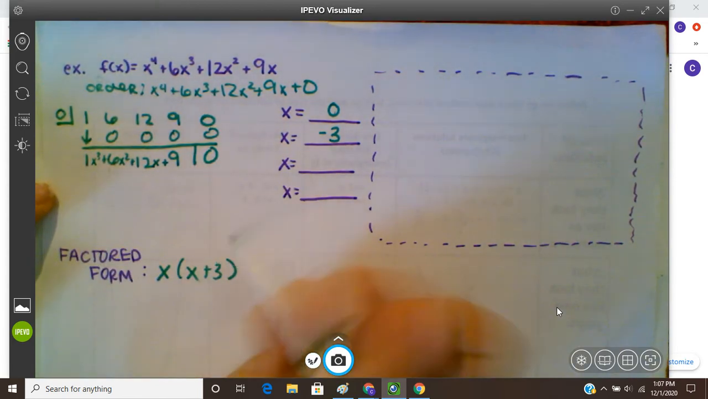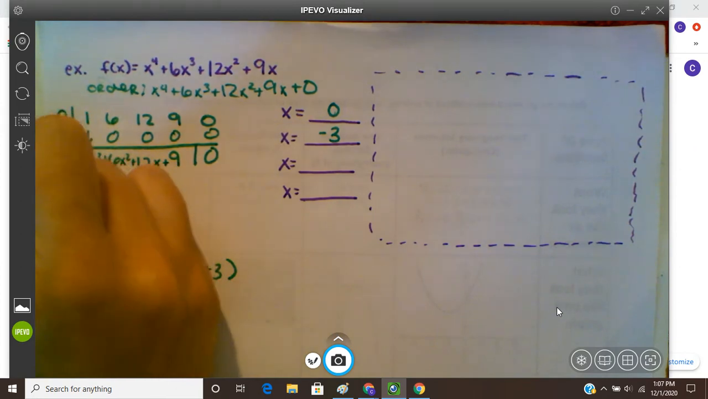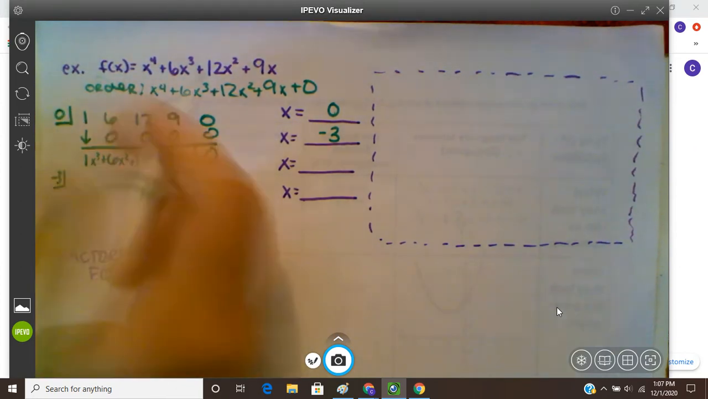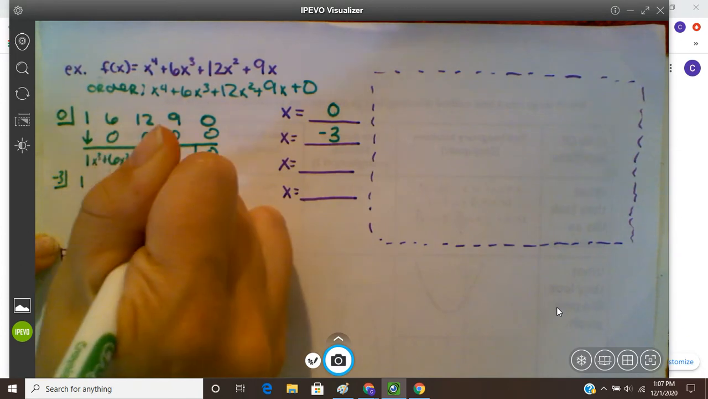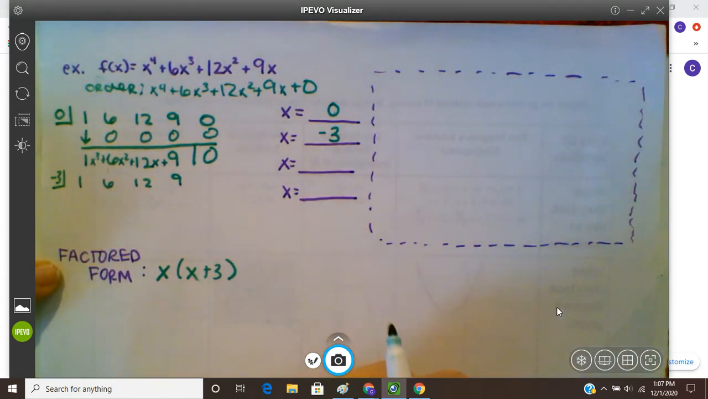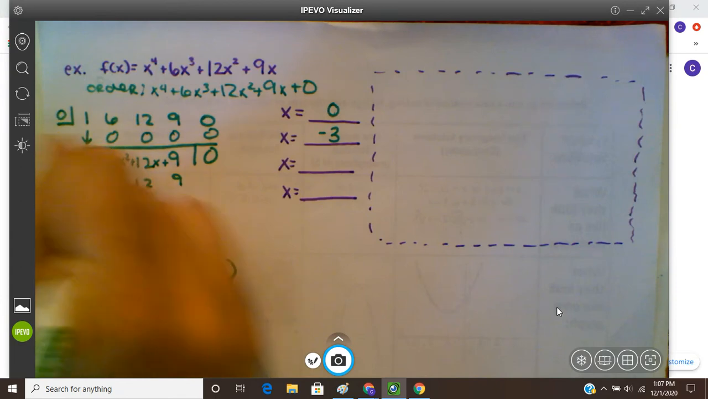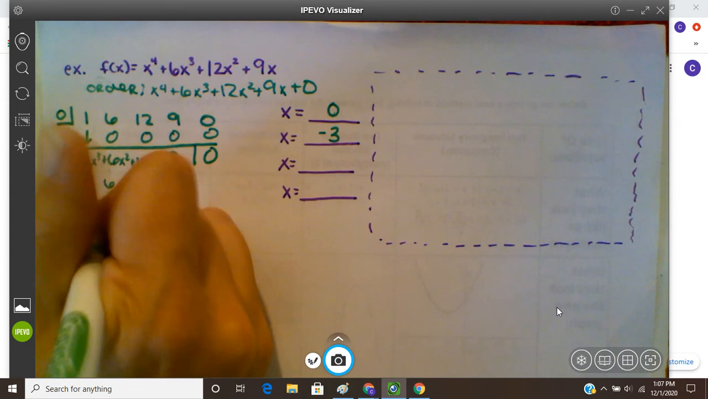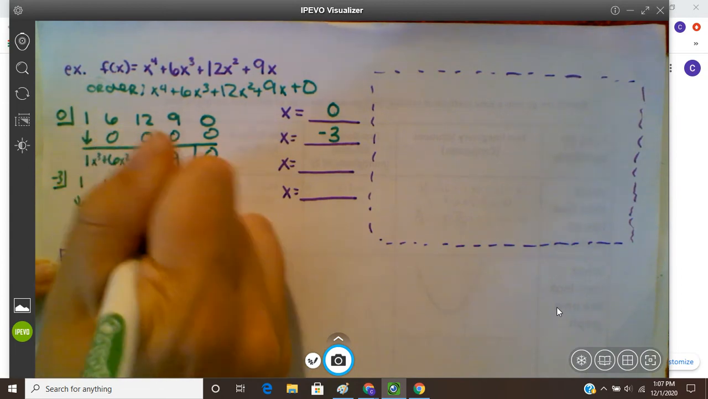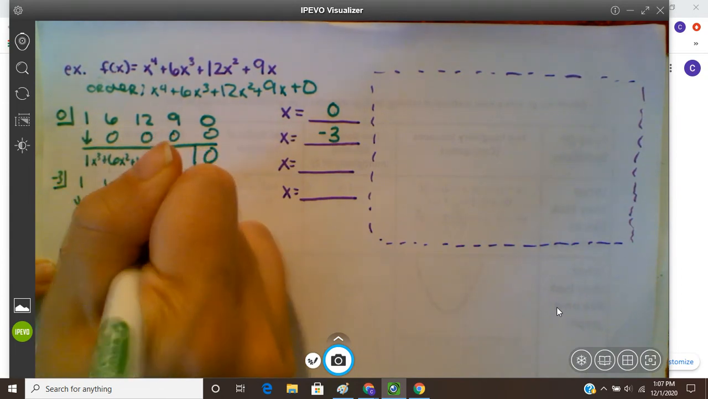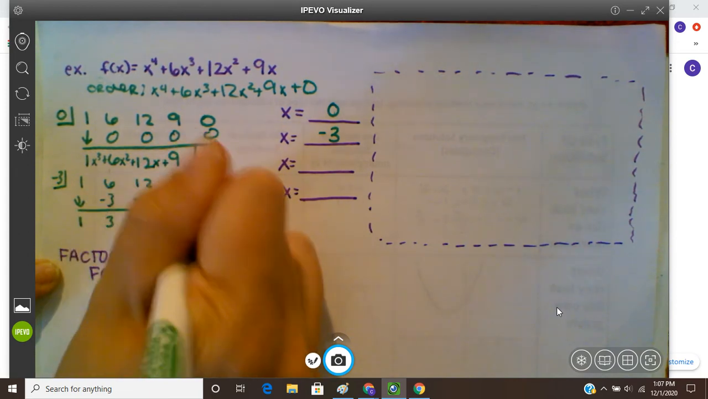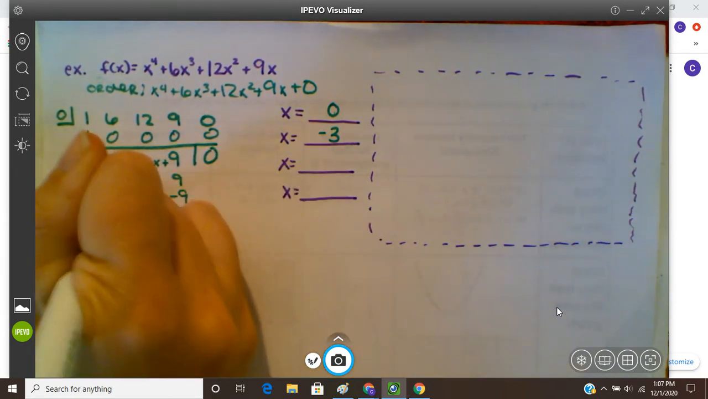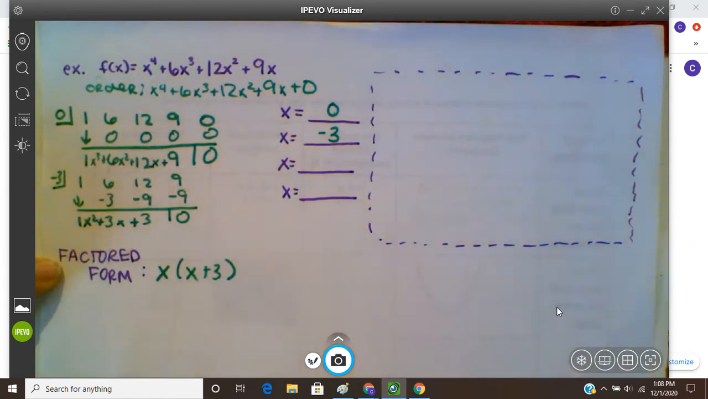Which means we have to get it down to a quadratic, so we're going to use the next one, which is -3. We're going to use the coefficients of the cubic that we found, 1, 6, 12, and 9. Then we're going to synthetically divide. -3, 1, 3, -9, 3, -9, 0 in the remainder spot. This is x squared plus 3x plus 3. We're going to look, say, can you factor it? Are there factors of 3 that give you 3? Absolutely not. So you're going to have to use the quadratic formula.